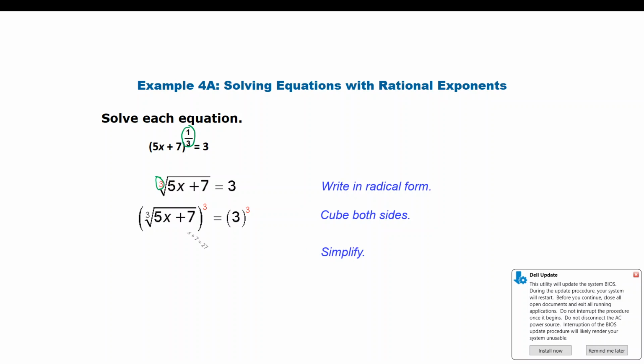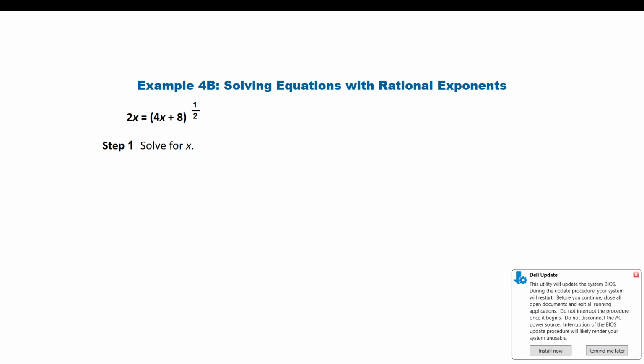So once I've done that, I can simplify and end up with 5x plus 7 equals 27. Solving and factoring is pretty simple here. So we end up with 5x equals 20 and x equals 4. Okay, on this one, we're just going to skip the step of changing this to 4x plus 8 to the power like this, and then going backwards and multiplying again.